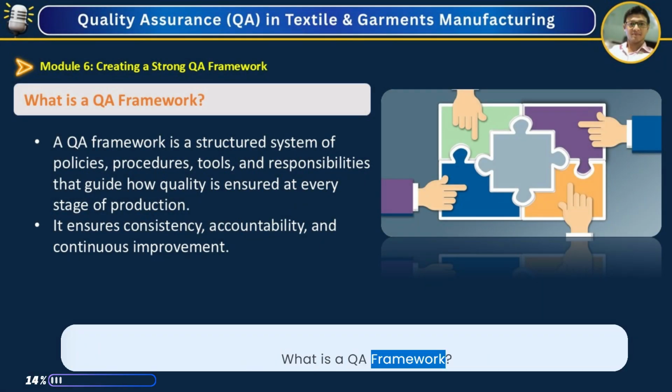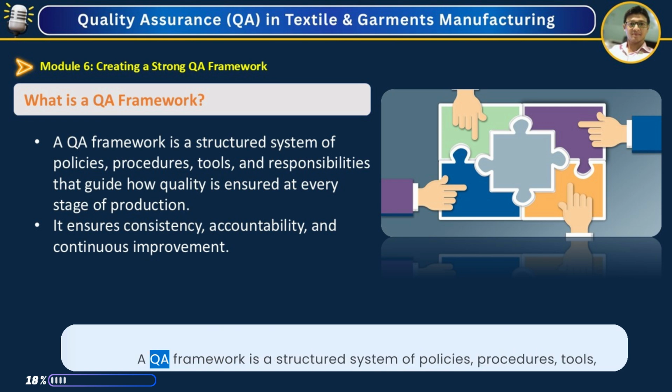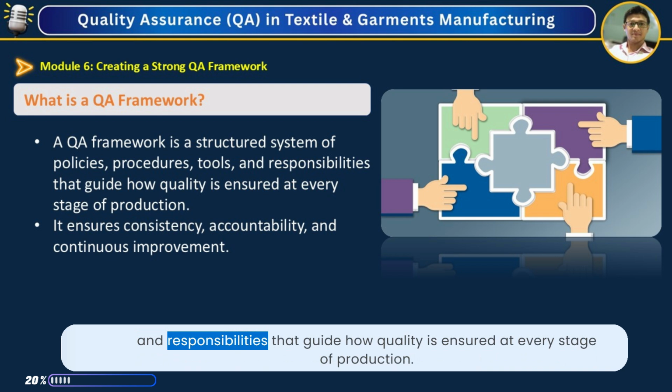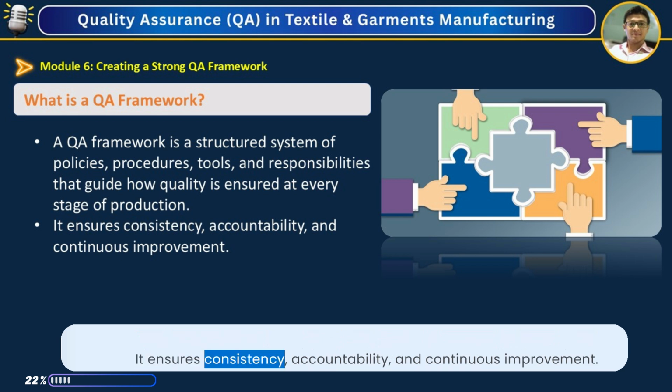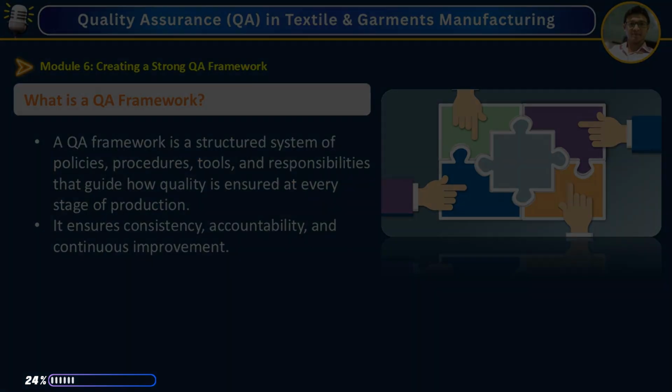What is a QA framework? A QA framework is like a building's foundation. Without it, the process becomes weak, unorganized, and risky. A QA framework is a structured system of policies, procedures, tools, and responsibilities that guide how quality is ensured at every stage of production. It ensures consistency, accountability, and continuous improvement.